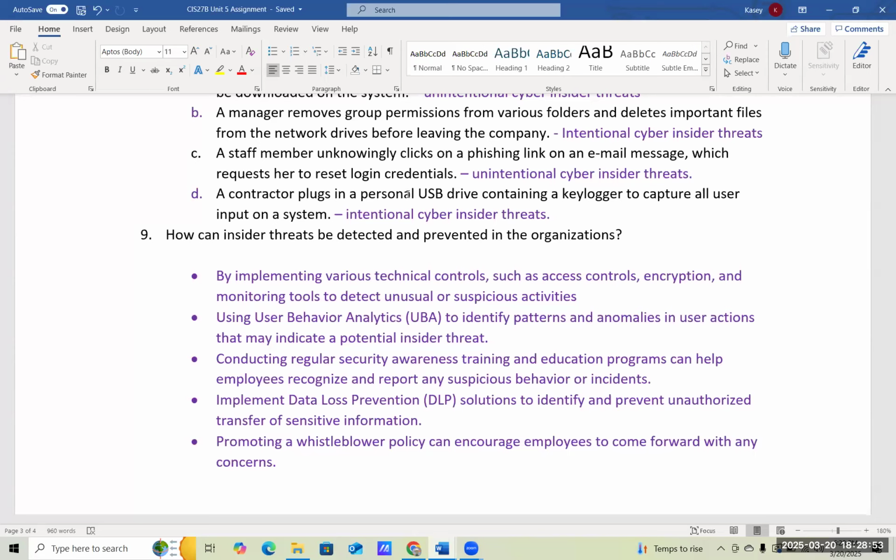All right, and then promoting a whistleblower policy to encourage employees to come forward with any concern. We talked a little bit about that with the reporting system. It could be reported anonymously. They don't need to identify themselves. But you have to be careful about anonymous reports, because people might use that as an advantage to take revenge on somebody. So we have to investigate both sides.